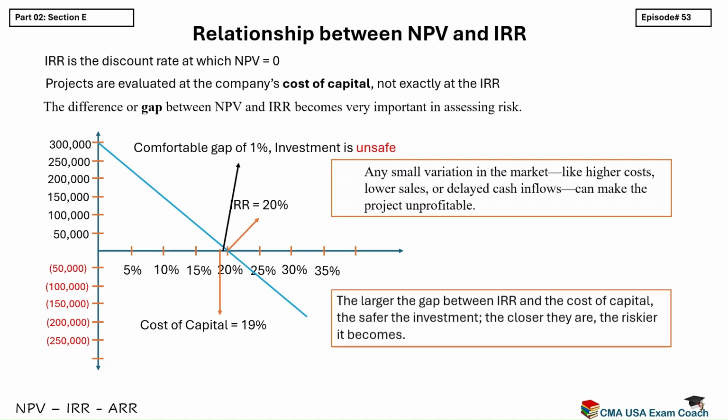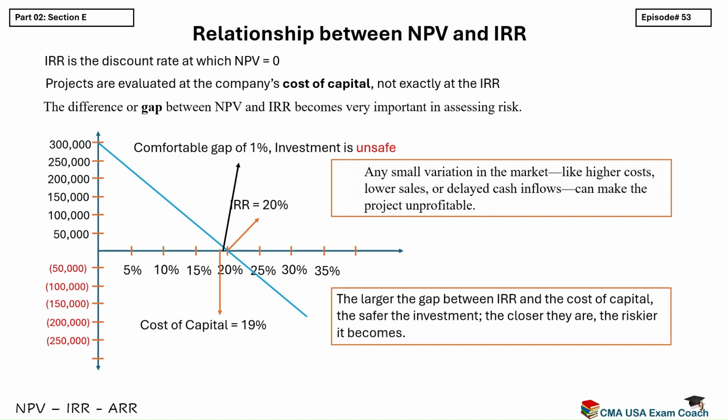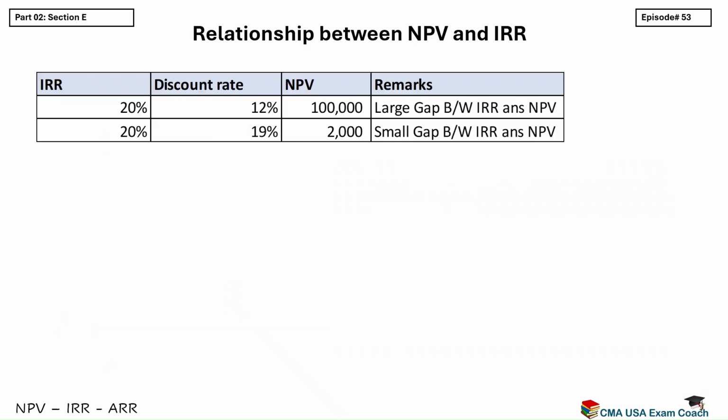So the key takeaway is, the larger the gap between IRR and the cost of capital, the safer the investment. The closer they are, the riskier it becomes. Always pay attention to this relationship when evaluating projects because it gives a practical measure of how much cushion your investment has against uncertainties. Let's take a practical example to understand this better.